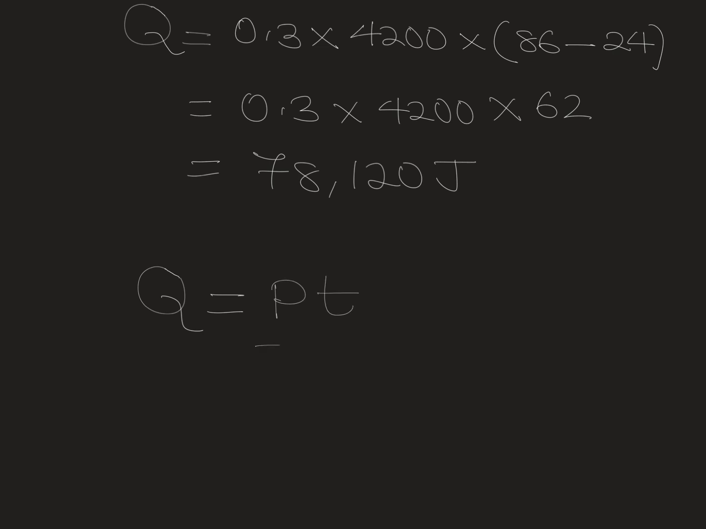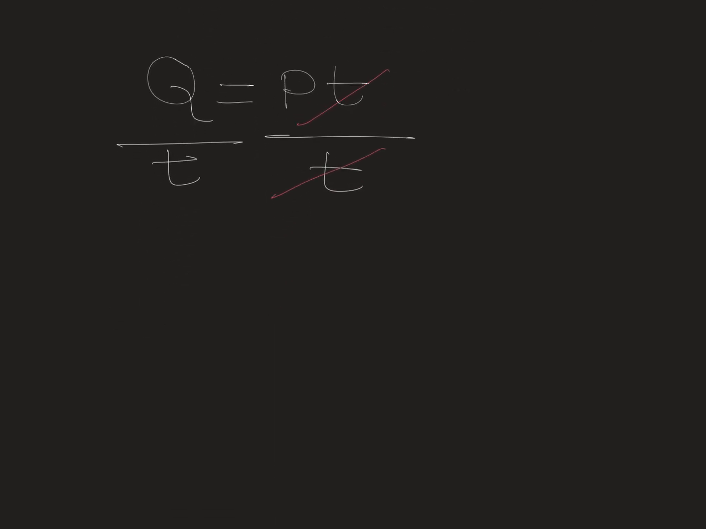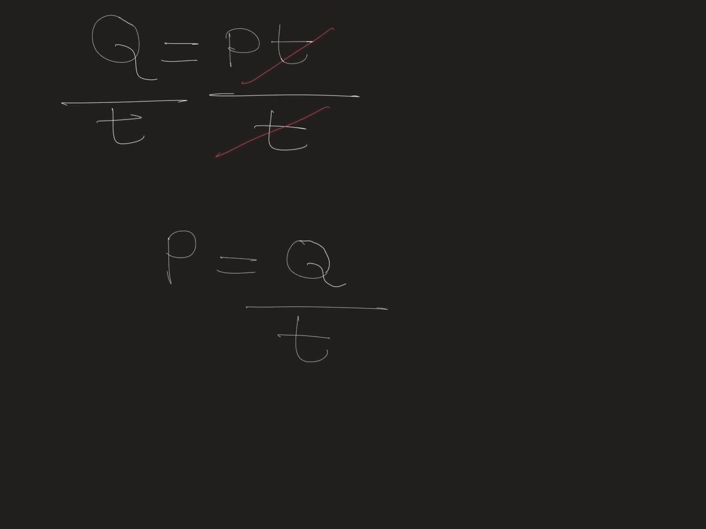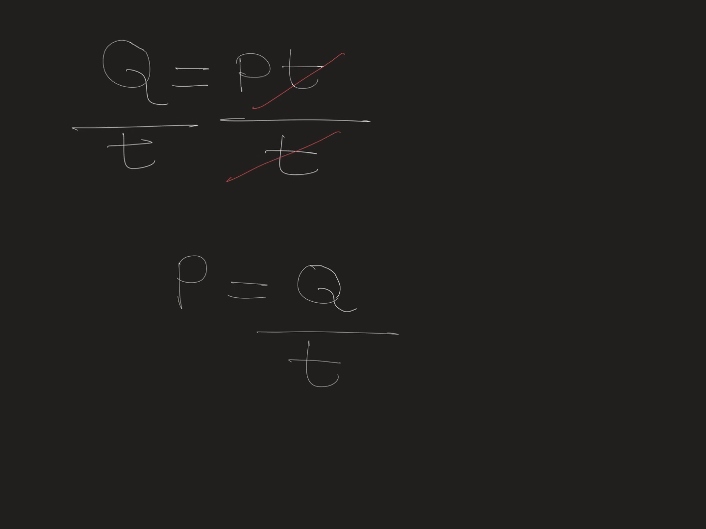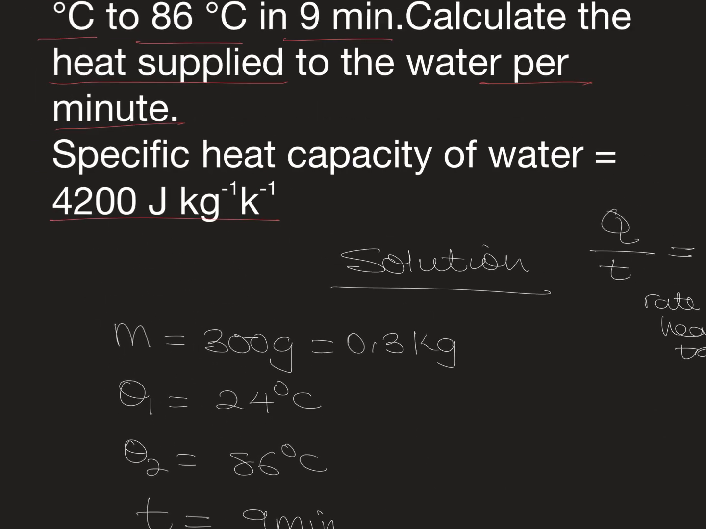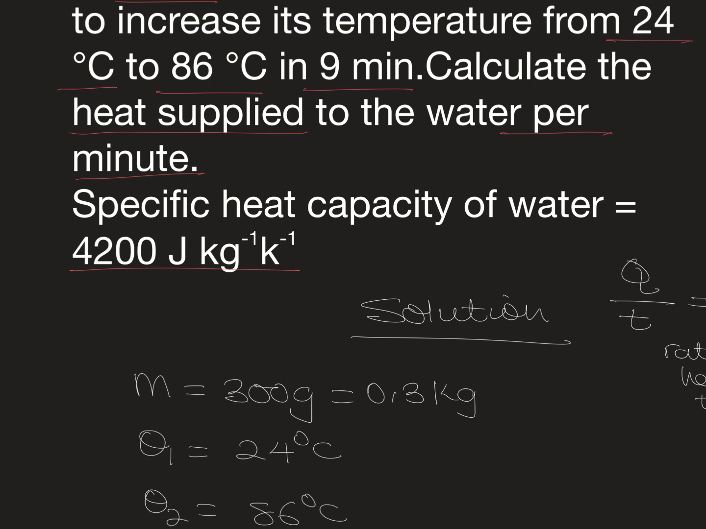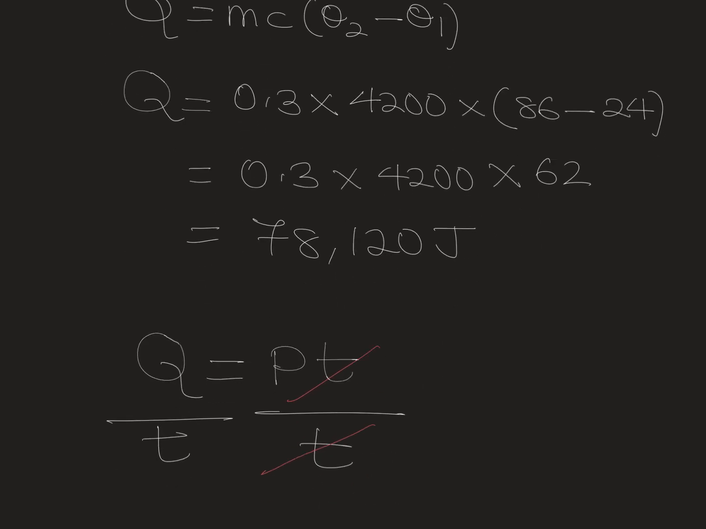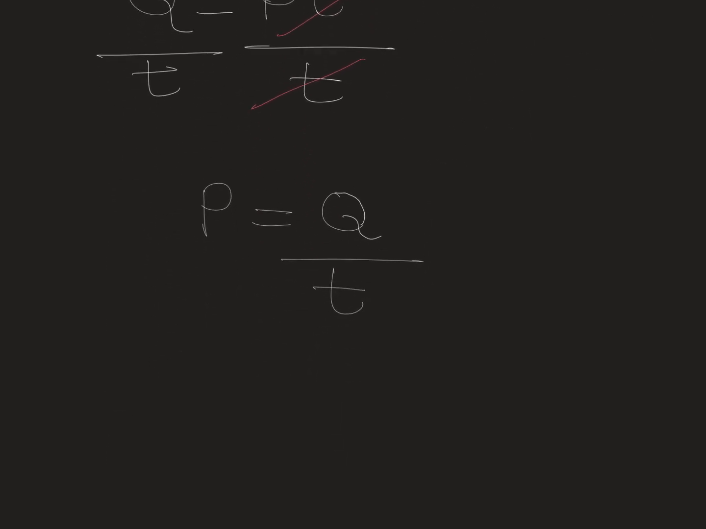So if you can remember, Q is also equal to the power times the time. So by dividing both sides by T, you are finding the power. So that is, power is equal to Q divided by T, and this will be the rate of heat transfer, or it will be the heat supplied to the water per minute.